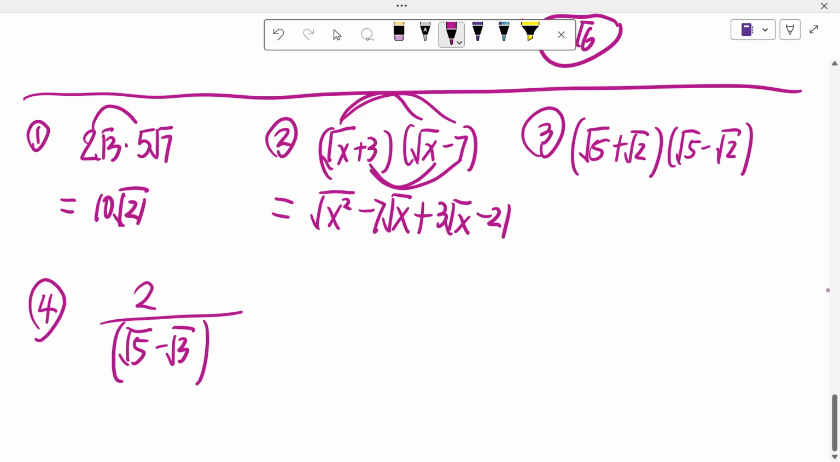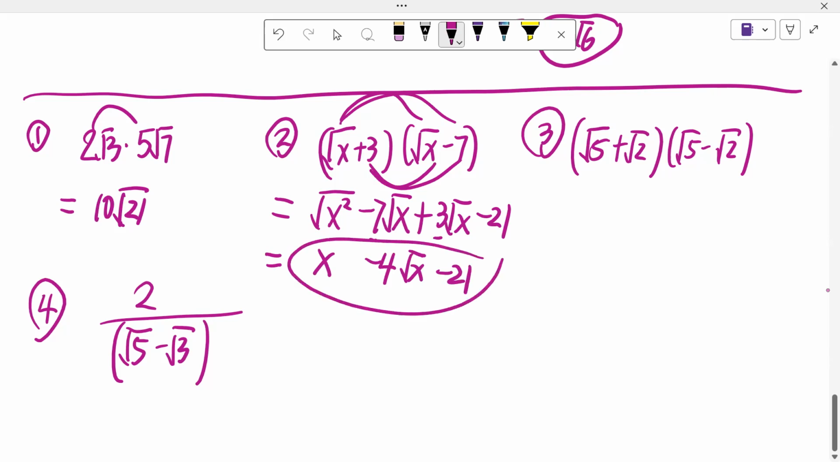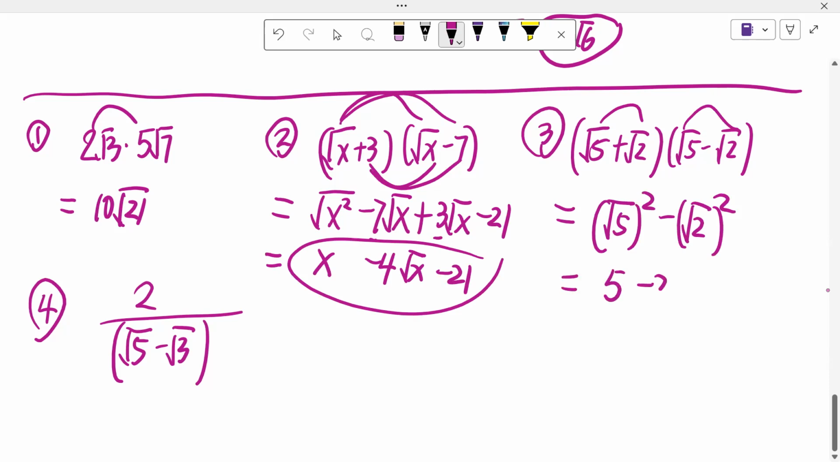And after that, we simplify. Square root of x squared is x. Minus 7 adding 3 is minus 4 square root of x. Minus 21. And the third one is a difference of two squares, right? So a plus b times a minus b is a squared minus b squared. Square root of 5 squared is 5. Square root of 2 squared is 2. 5 minus 2, that's 3.